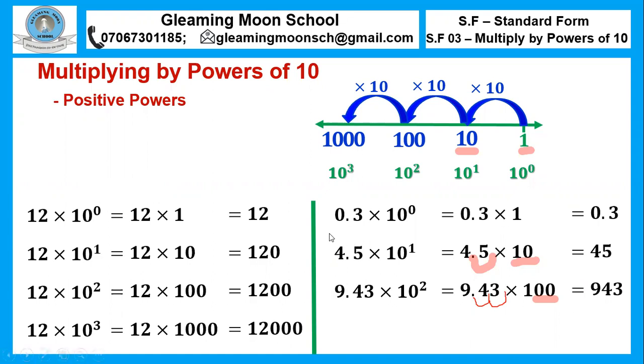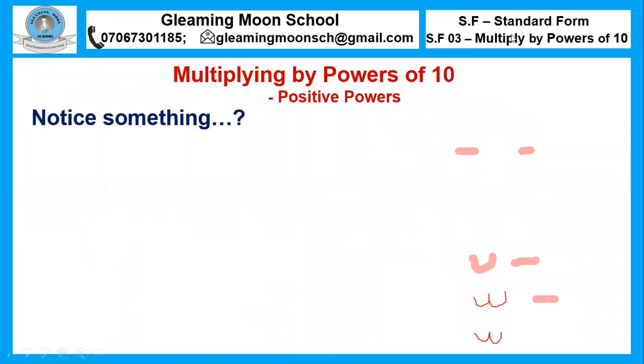Let's look at the last one. 0.034 times 10 raised to the power of 2. Again, 0.034 times 100. So what are we doing again? We are doing exactly the same thing we did here for 9.43. So we move our decimal point 2 places to the right, 1 and 2. So if we move it there, we are going to have 3.4. Okay, so what did you notice? I already explained it, so you should have noticed it actually.